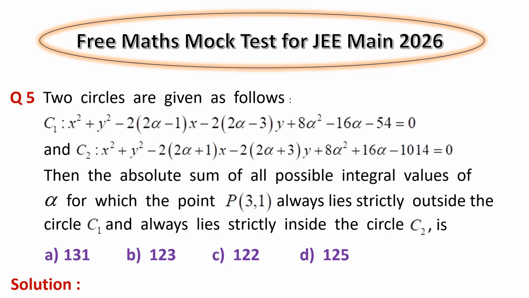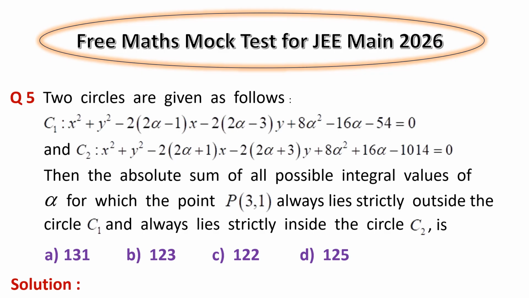Then the absolute sum of all possible integral values of alpha for which the point P(3, 1) always lies strictly outside the circle C1 and always lies strictly inside the circle C2 is.